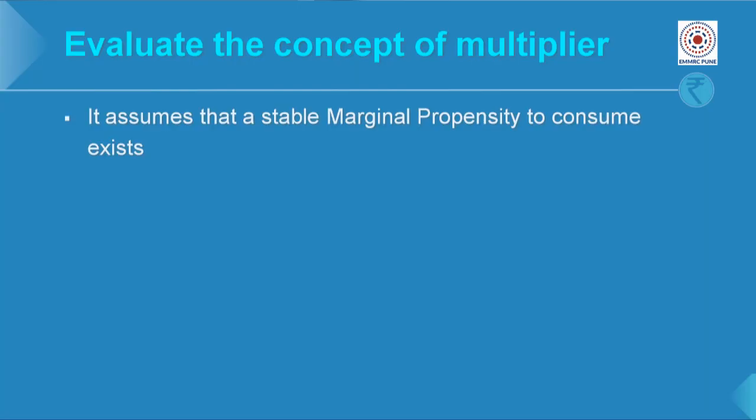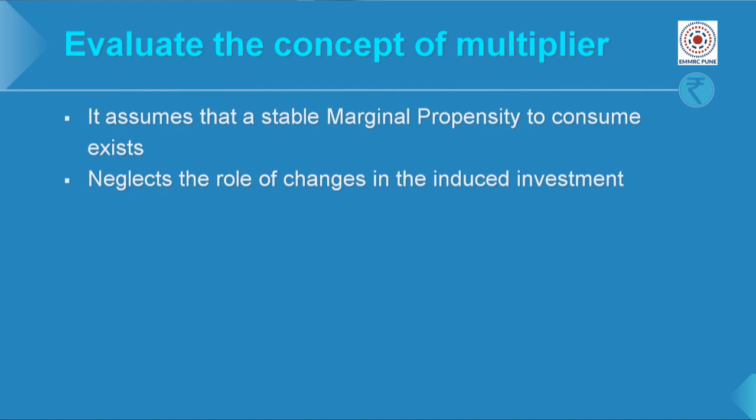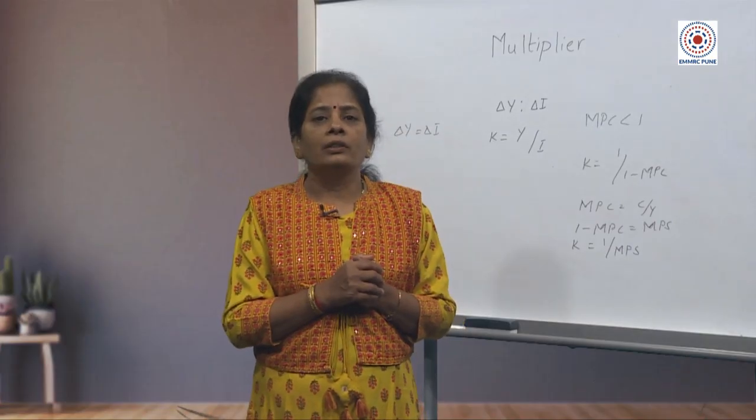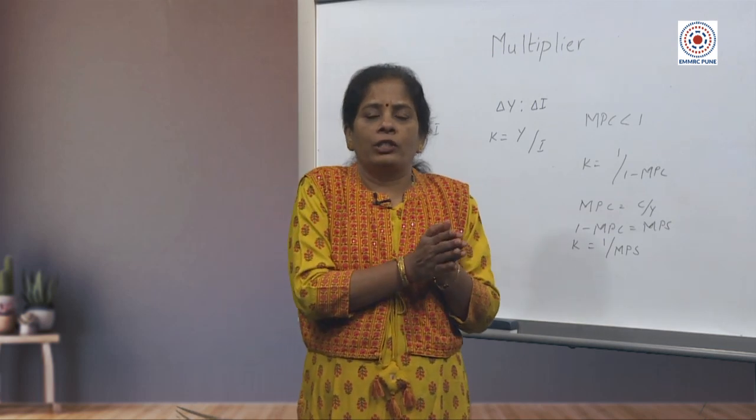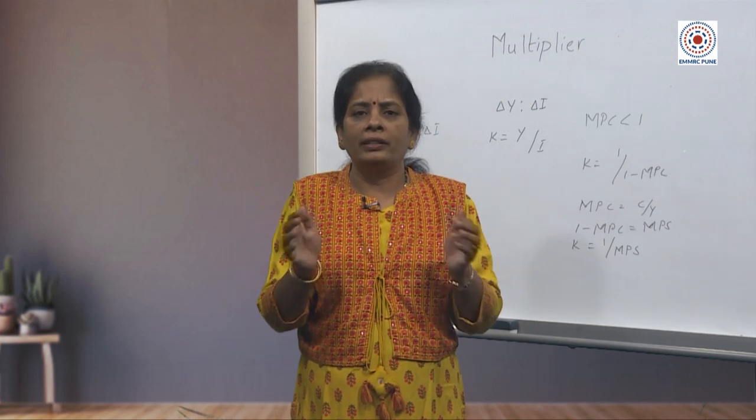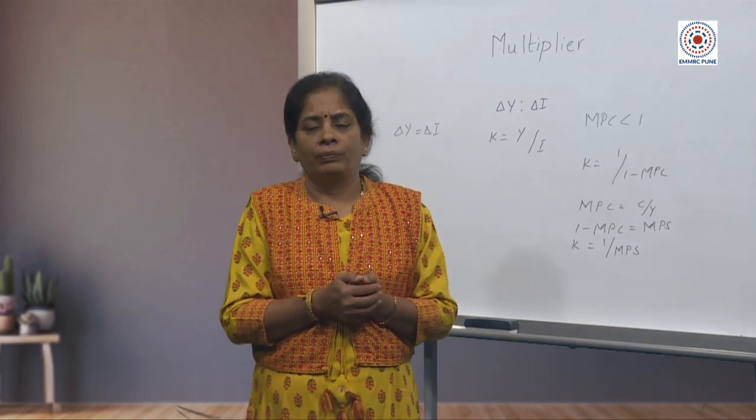It assumes that a stable marginal propensity to consume exists, which is not possible, especially in the cyclical short period. Second, it neglects the role of changes in the induced investment which are brought about through changes in consumption, and concentrates only on the effect of increase in autonomous investment on induced consumption. Overall, the theory along with the acceleration principle has helped in the analytical explanation of the business cycle.